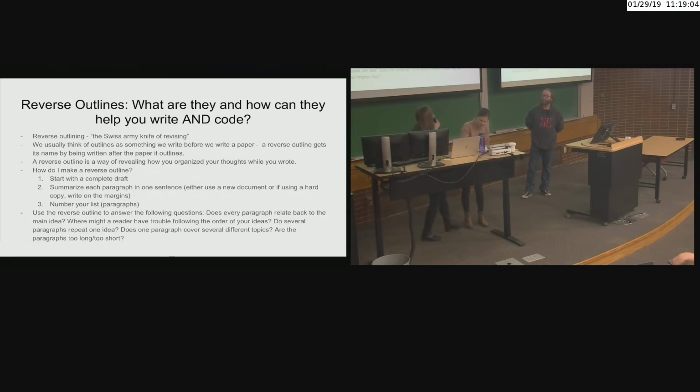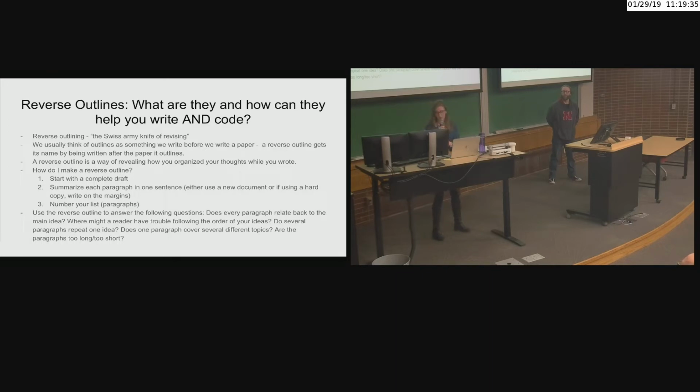Okay, so the first exercise, or the second actually, because we already did the free write, is the reverse outline. Reverse outlining is something that I use in my composition classes and literature classes, and also pretty much every time I consult at the Writing Center. I found online that someone said that reverse outlining is the Swiss Army knife of revising, which I thought was kind of cool, and I wanted to share with you guys.